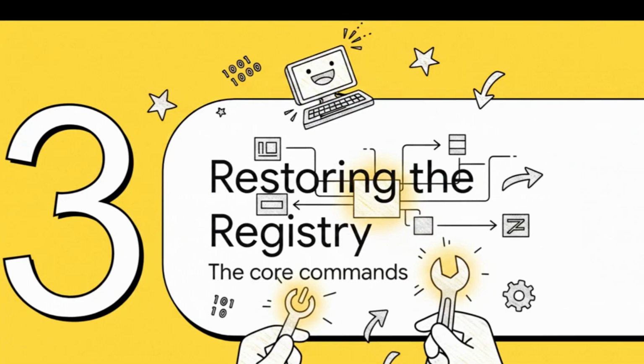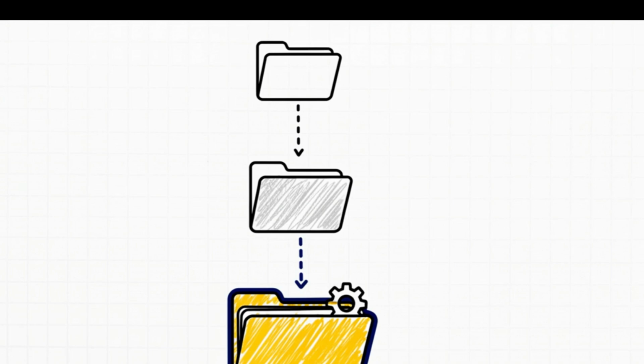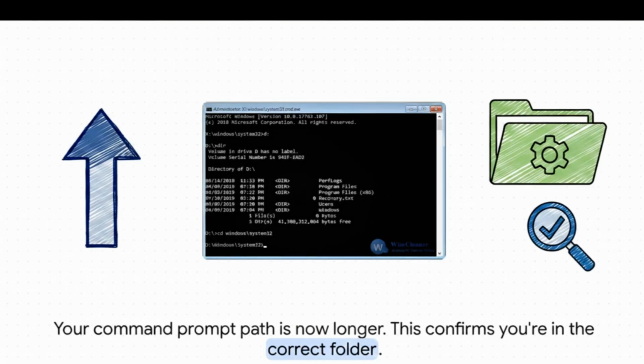Now it's time for the surgery. This next set of commands is where we're going to perform the actual registry restore. We need to get into a really specific folder where all the registry files are kept. The command for this is cd windows\system32. That CD just stands for Change Directory. This command is going to take us deep into the core of the Windows system. And you can see the proof right there on the screen. The prompt is now much longer, showing D:\windows\system32. That tells us we are in exactly the right spot.